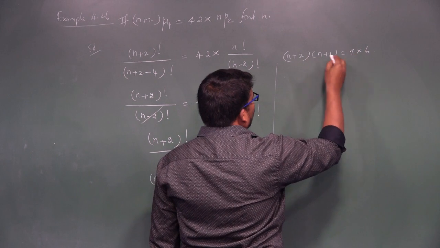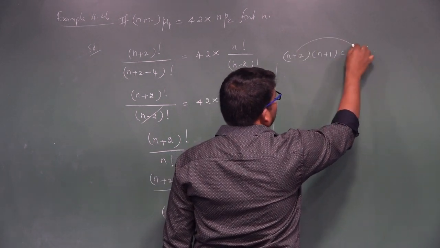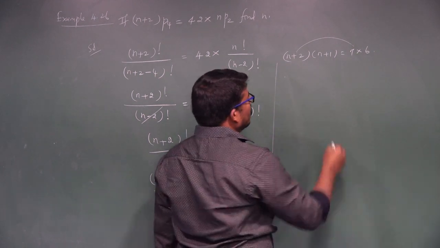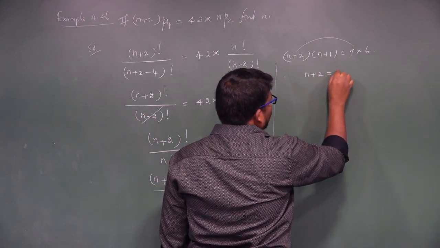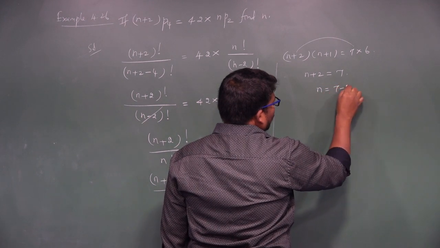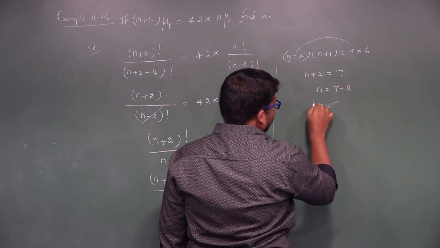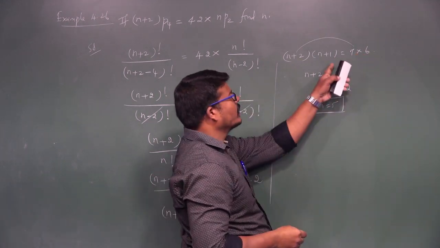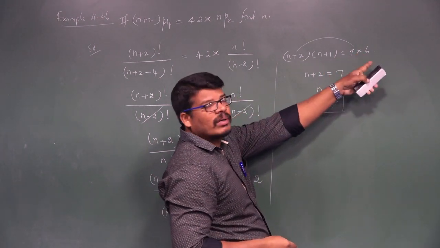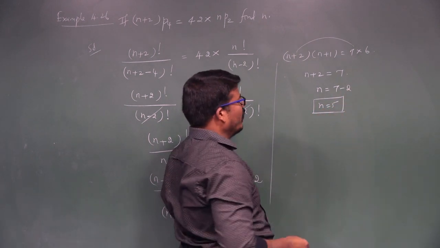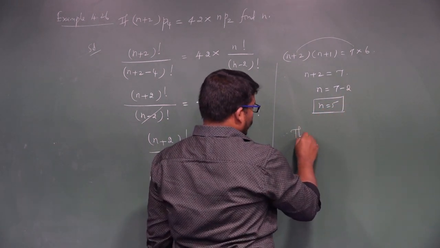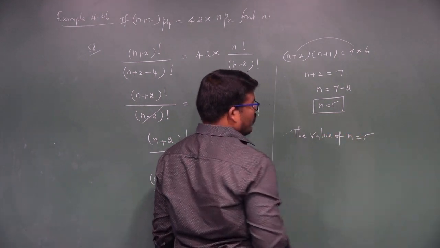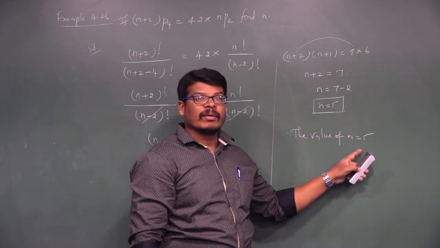Now equating one by one: n plus 2 equals 7, or n plus 1 equals 6. Equating n plus 2 equals 7, n equals 7 minus 2, n equals 5. Equating n plus 1 equals 6, n equals 6 minus 1, equals 5. The n value is 5. Therefore the value of n equals 5.